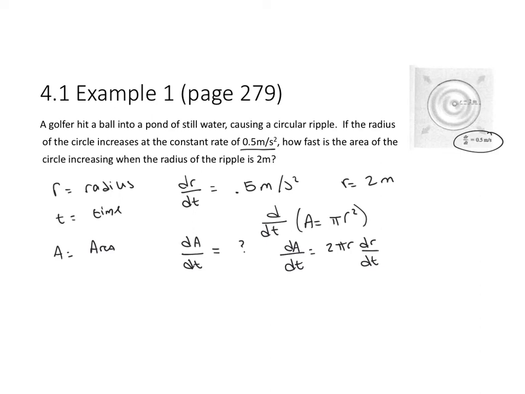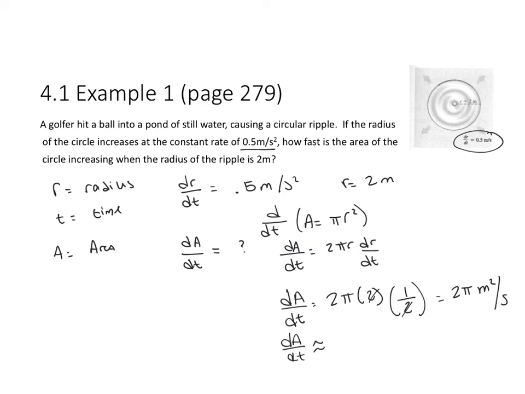So let's plug in everything we know. We don't know our dA/dt, so that's what our variable is. 2 pi, we know the radius is 2, and we know the dr/dt is 0.5 or 1/2. So let's see, that's going to cancel, and I'm going to get 2 pi meters squared per second. So the area of my circle with respect to time is changing at about 6.283 meters squared per second when the radius is 2 meters.